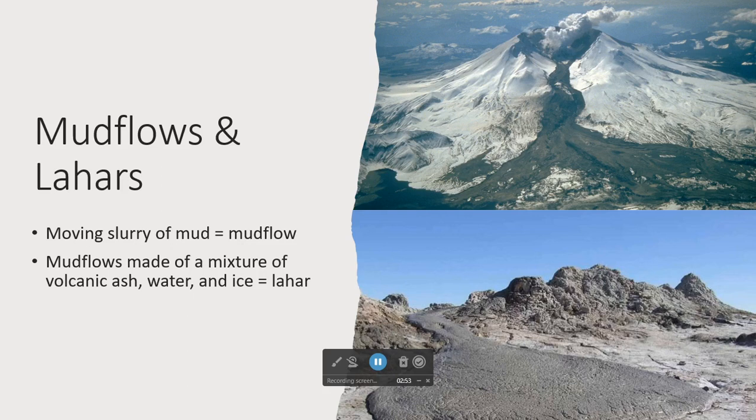Another type of mass movement deposits are mudflows and lahars. A mudflow sounds exactly like what it is, so it's a moving slurry of mud that flows down slope. And that's shown in the top image where we have a mudflow. But mudflows that are specifically made of a mixture of volcanic ash, water, and ice are known as lahars. So lahars are produced from volcanic eruptions, and they're very superheated material because they're interacting with that hot lava, but they're actually the volcanic ash material and water and ice flowing down the slope.